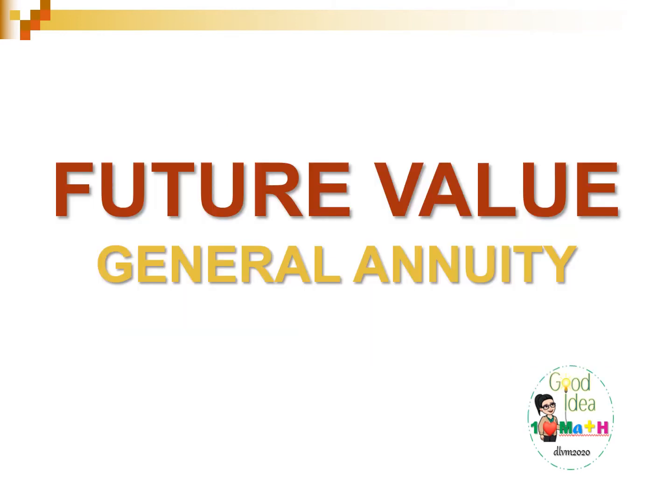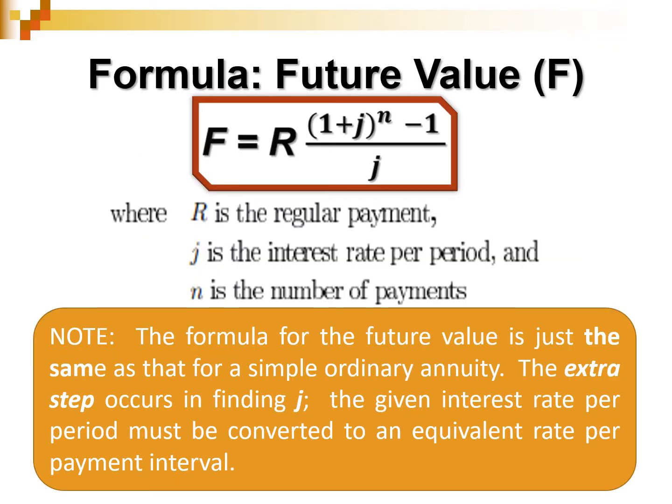Now let us focus on the examples of the future value of general annuity. This is the formula to find the future value of general annuity. If you notice, the formula is the same as simple ordinary annuity. But the only difference is we have to do an extra step for us to find the value of J. So again, the terms are the same.